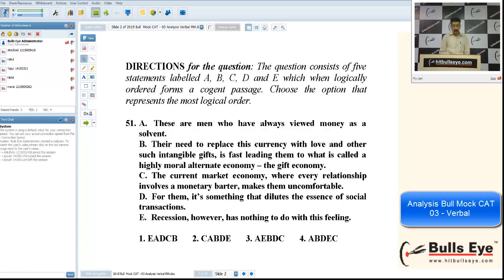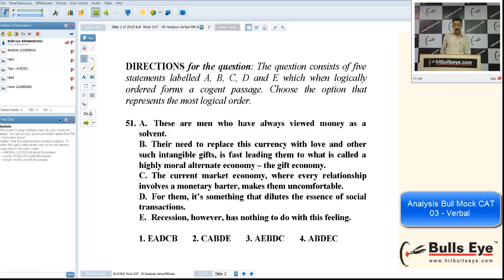Because if I take A before E, we are describing the feeling, what they feel about this. Now we are confused about picking E as the opener because of the word however. We think that however has been put here just to confuse you. Just remove however for a while and read this: and recession has nothing to do with this feeling. What kind of feeling are we talking about? It has been described in A. Now Mansi, am I clear? Nikhil, am I clear? What is this feeling?